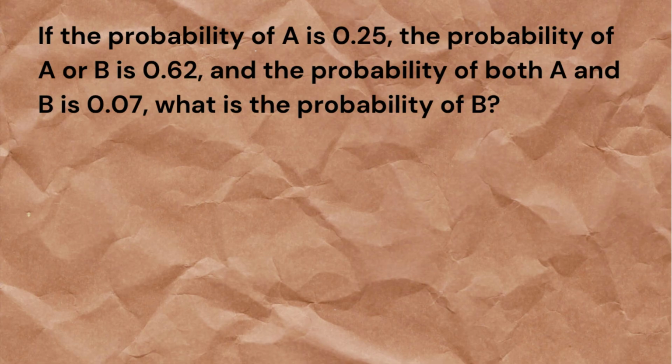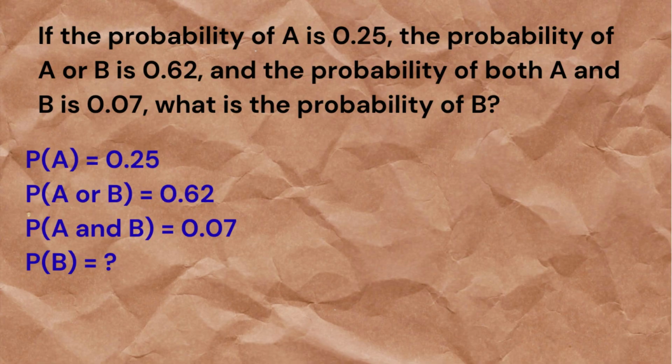Now, the first thing you should recognize is, wow, I got A's, I got B's, I got A or B. Hey, I'm gonna need the addition formula. So let's just get our bearings straight. First, the probability of A was given to us as 0.25. The probability of A or B was given to us as 0.62. And the probability of A and B was given to us as 0.07. And we're trying to find the probability of B, which we could call X, because we're gonna use some algebra here to solve this. So first, let's start off with the addition formula.